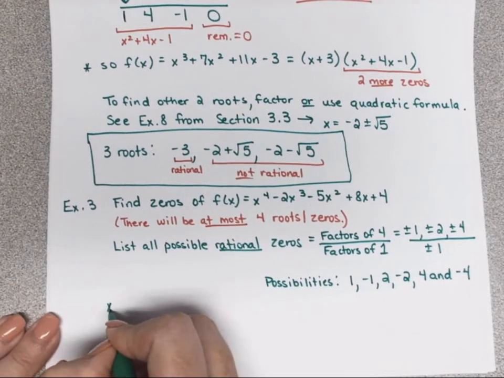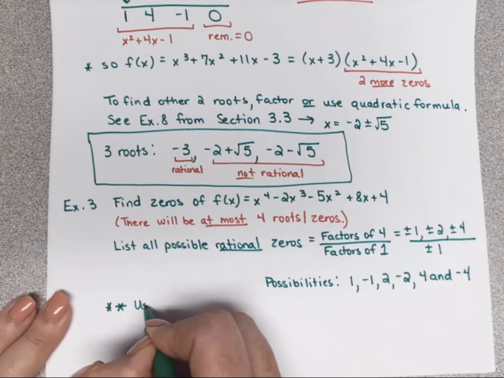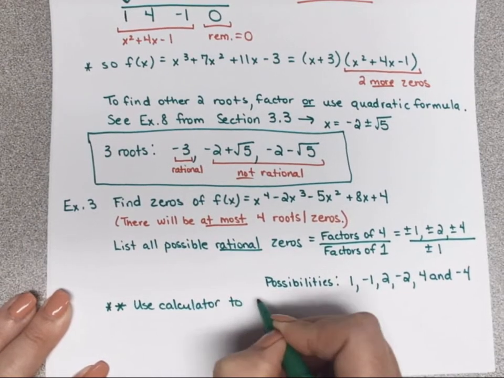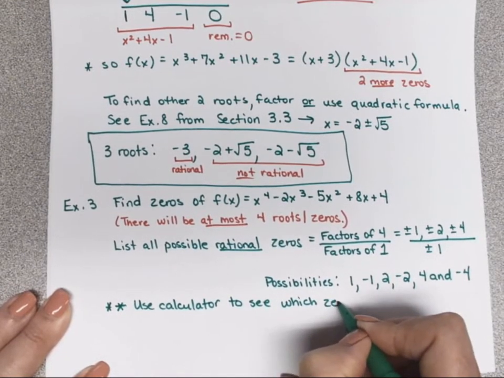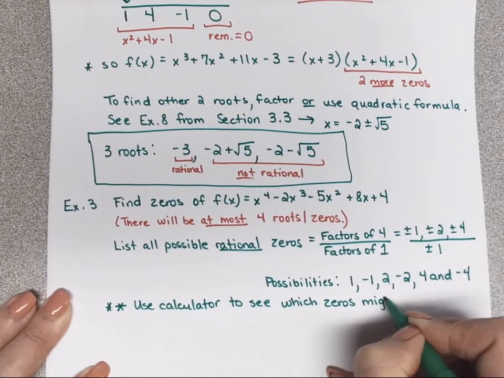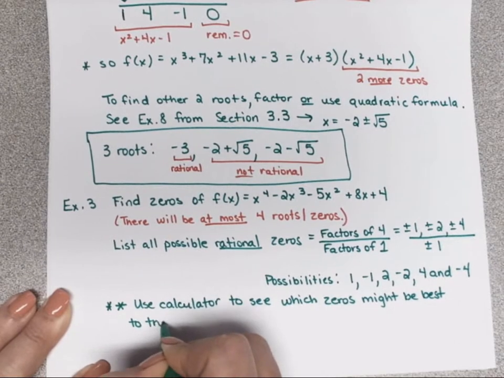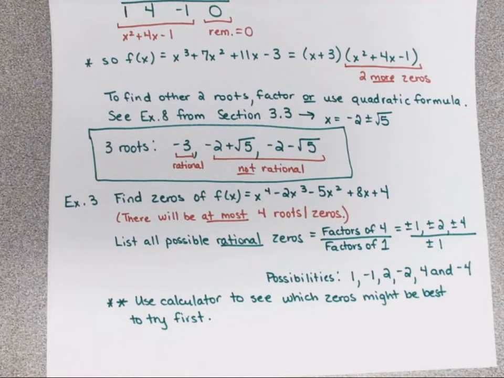Okay, so we're going to cheat a little bit. We could do synthetic division 6 times, or at least maybe 6 times until we find one that works, right? Or we can use our calculator, since I'm going to let you use one on your test. Let's look on the calculator to see which zeros might be best to try first. In other words, instead of spinning our wheels and trying them all, let's cheat a little bit and see which ones we think we should focus on first.